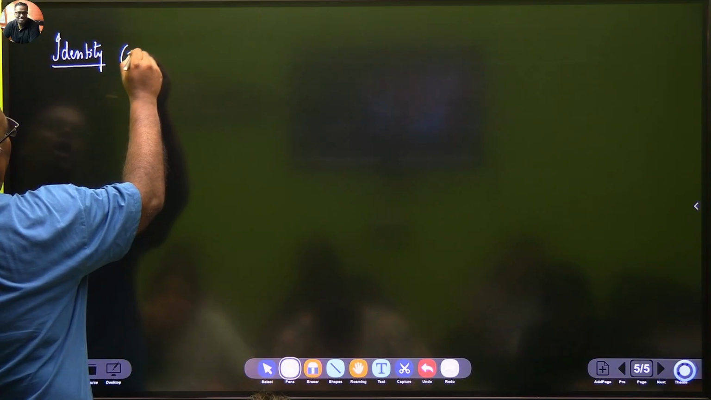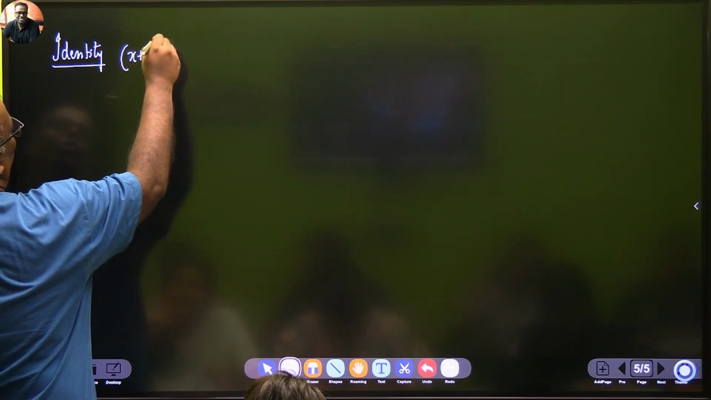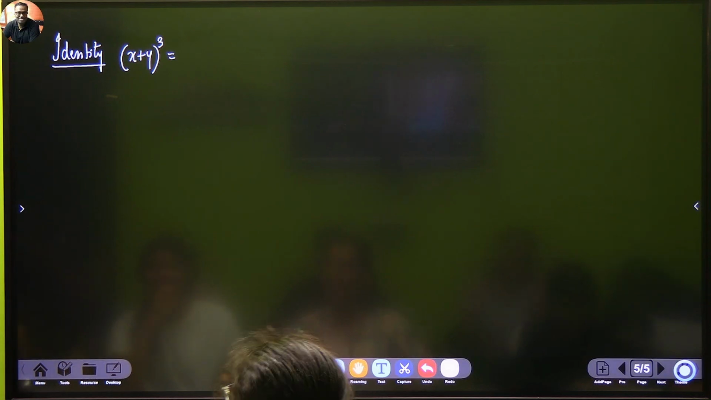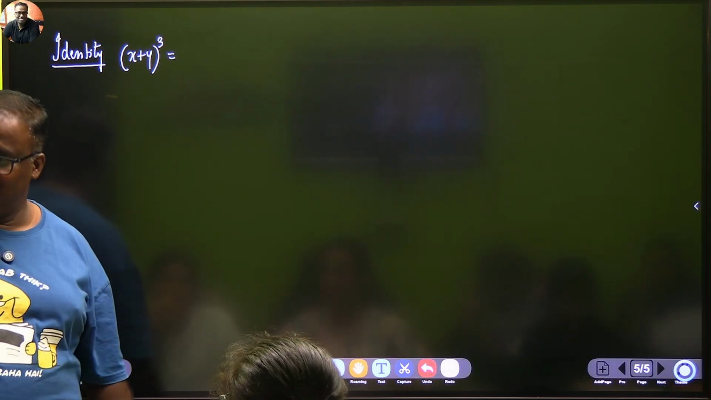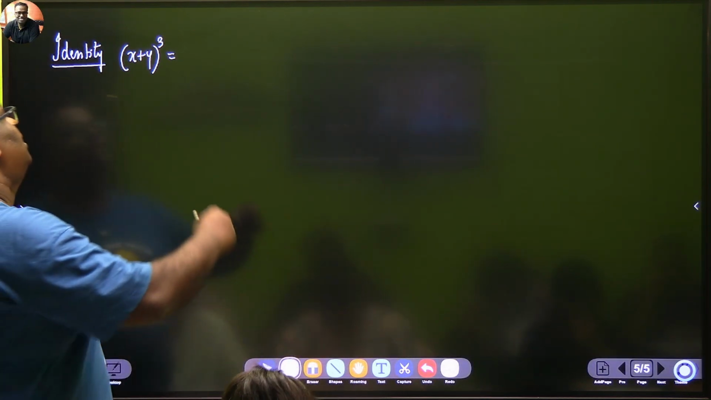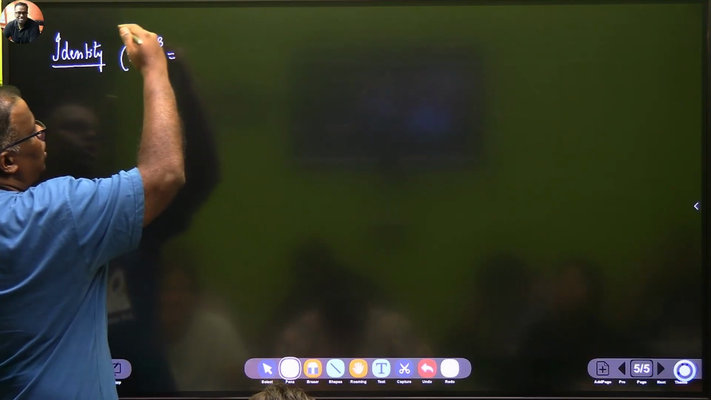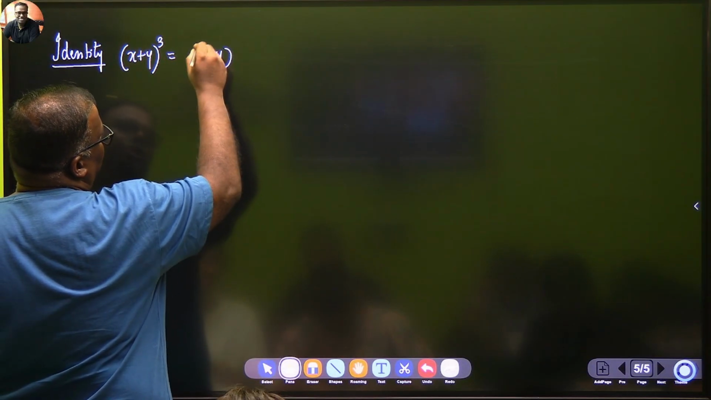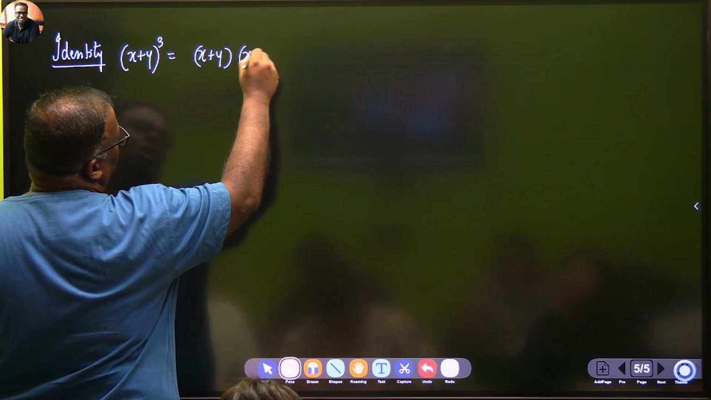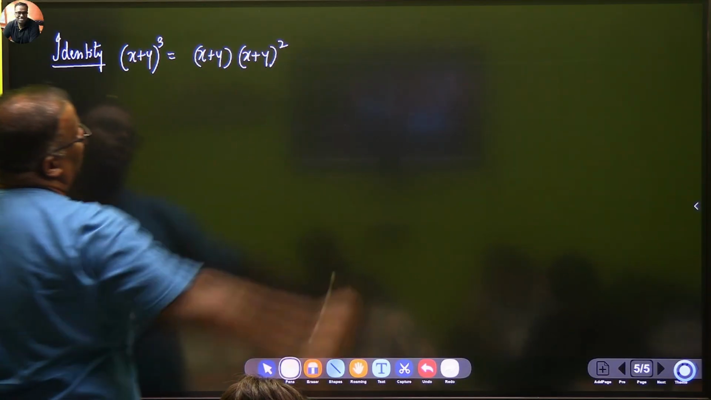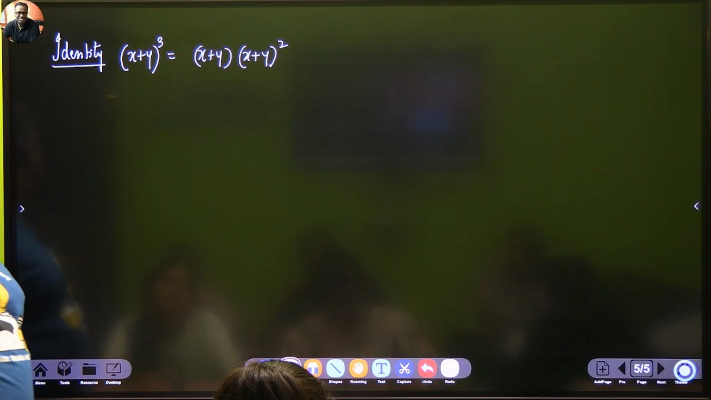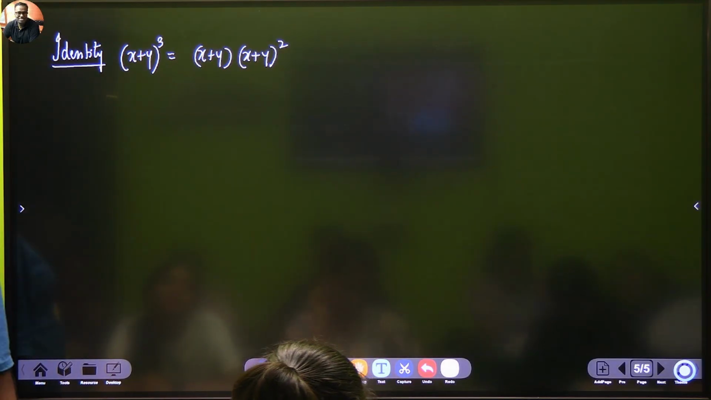Here we will have (x+y)³. X plus y whole cube. What is it giving? Let us see. Before going to the formula, let us try to make the formula simpler. It is (x+y) multiplying with (x+y)². Do you agree? Right? Can you also treat x plus y as one?